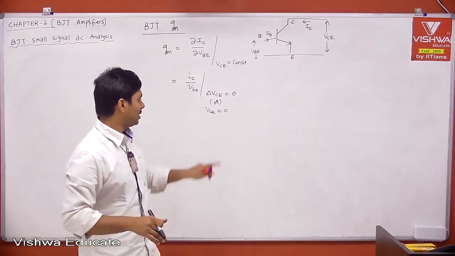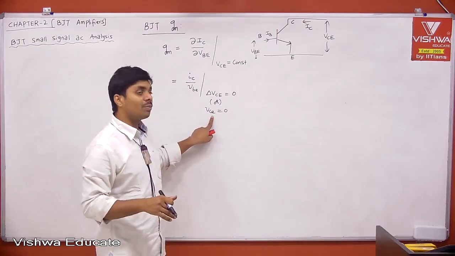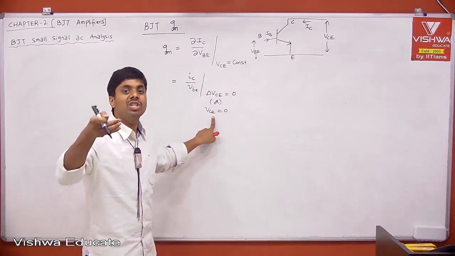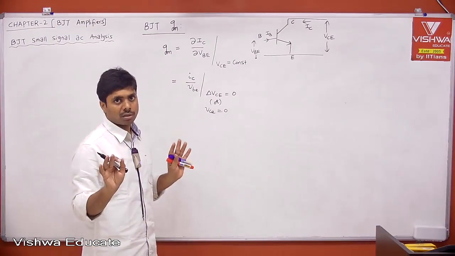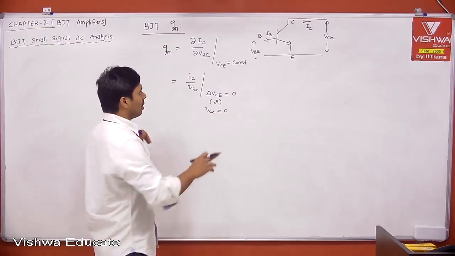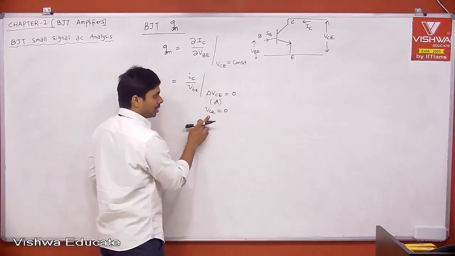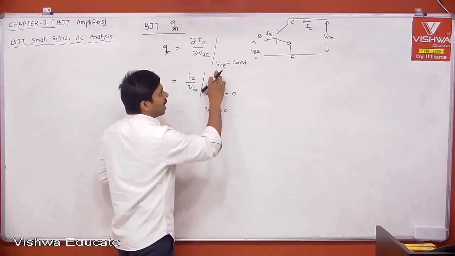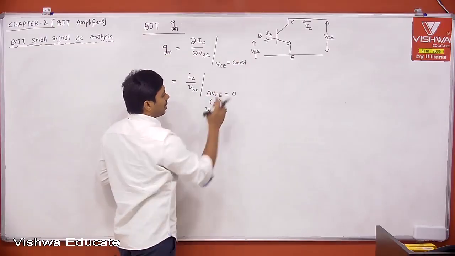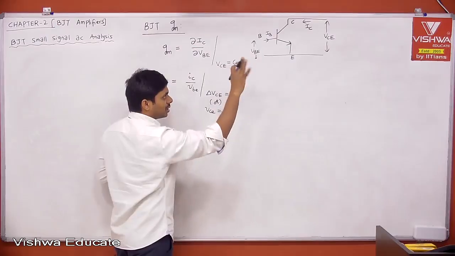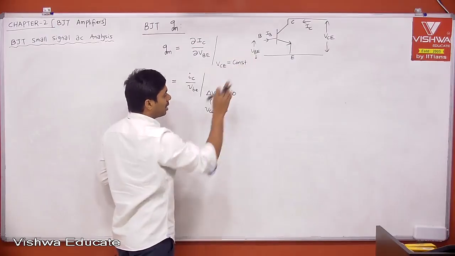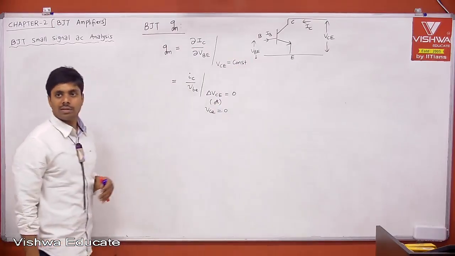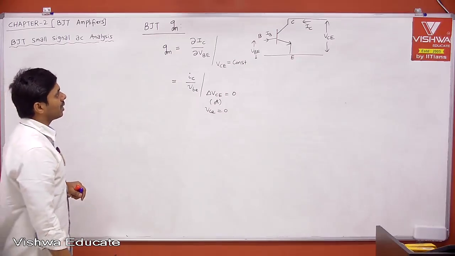GM, right? When small VCE is 0, it means there is no change in VCE, no confusion. But normally we get confused about the difference between capital VCE and small VCE. Here I am saying capital VCE constant, I am saying small VCE is 0. Capital VCE constant means DC. But what is the change in DC? There is no change in DC. Therefore, the change is 0. You understand the point? That is fine.